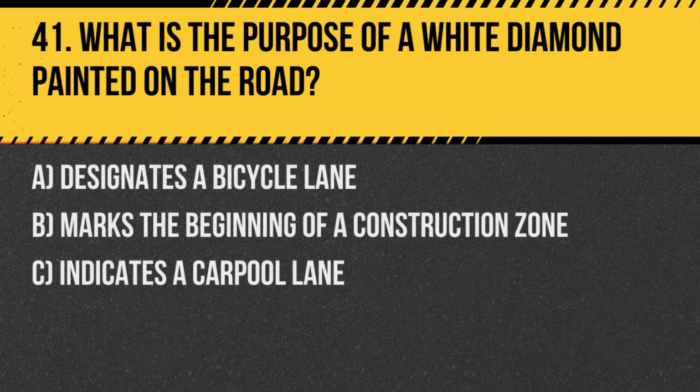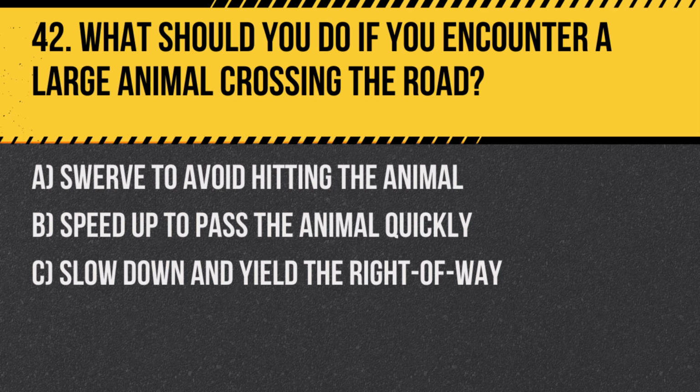Answer C. Indicates a carpool lane. A white diamond painted on the road indicates a carpool lane reserved for vehicles with multiple occupants or specific qualifications. Question 42. What should you do if you encounter a large animal crossing the road? A. Swerve to avoid hitting the animal. B. Speed up to pass the animal quickly. C. Slow down and yield the right-of-way.